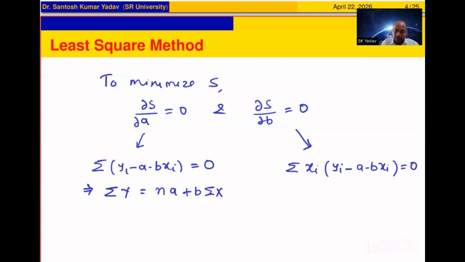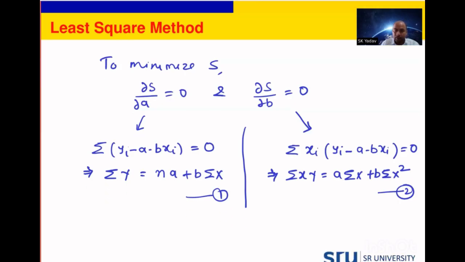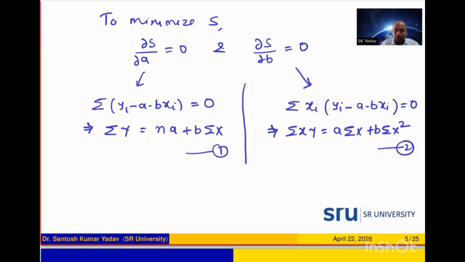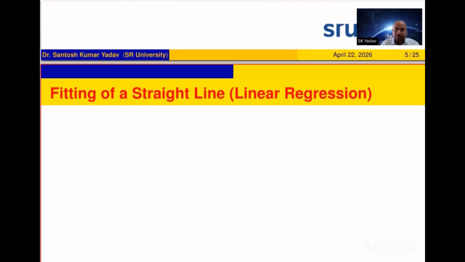So if I open this, I will get here summation of xy equal to a times summation x plus b times summation x square. So on this, I got two equations. First one is this and second one is this. So by solving this, we will get the a and b. So this is the process of fitting a straight line.